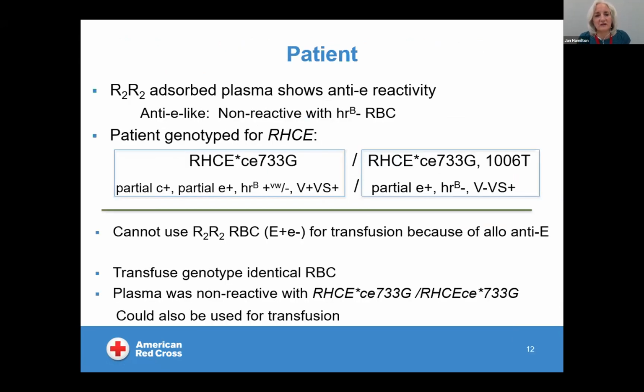In the investigation of this patient, like I said, that R2 adsorbed plasma did show the anti-little e reactivity. The testing laboratory tested it with some HRB negative red cells, and they were negative. And so it kind of falls into that little e-like category. And then genotype the patient for the Rhce alleles.